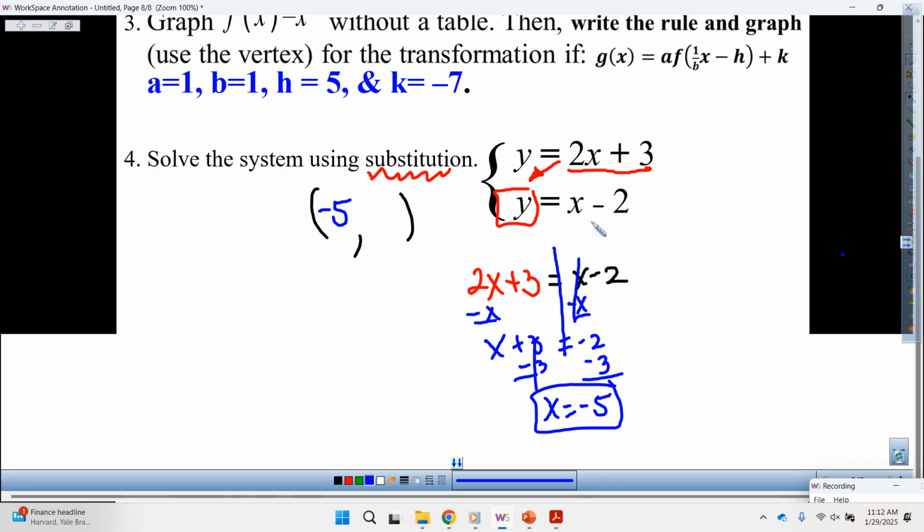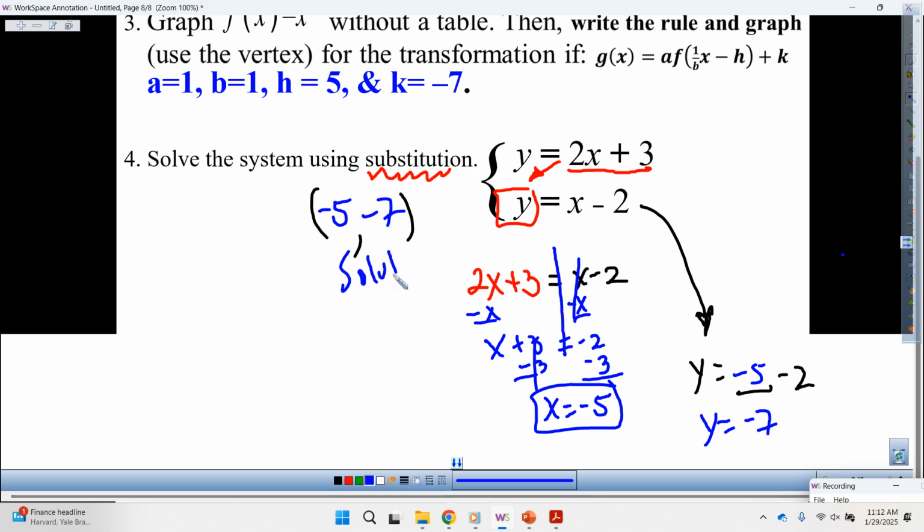Which equation do you want to use, the top one or the bottom one? Some of you said top one. You can use either one. So I'm going to use the bottom one. I'm going to bring this one over here, and I'm going to write y equals blank minus 2, but I'm going to substitute negative 5 in the blank for the x. So y is equal to negative 7. And this is my solution.